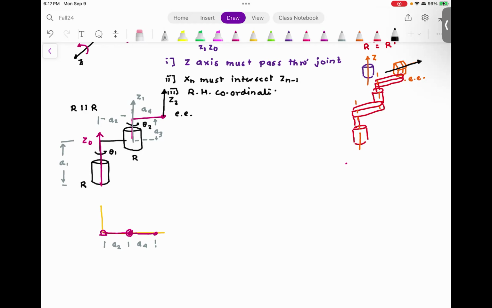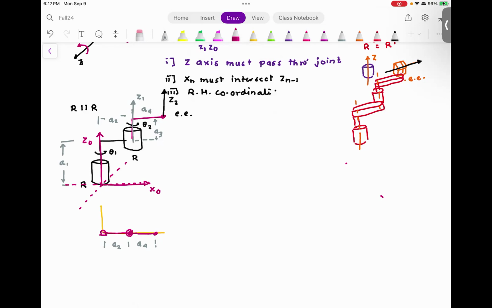Now I need to start with x0. There is no x(n-1), so there is no z minus 1. So I can assign my x. My x could go in this direction or in any direction. So right now there is no constraint. Your x axis can be anywhere. But for the sake of simplicity, I would use this as my x axis. So this is going to be my x0.